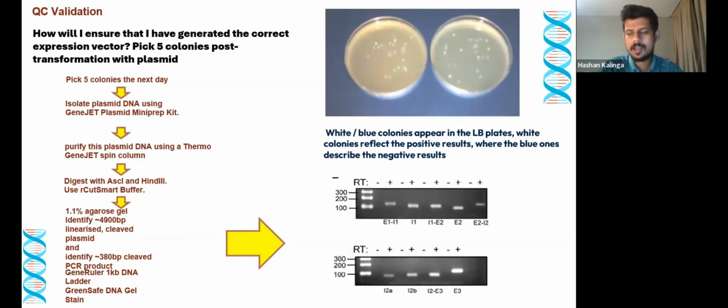For the QC validation, first we have to pick 5 of the colonies, then isolate plasmid DNA using a GeneJET plasmid miniprep kit. Then we purify this plasmid DNA using Thermo Scientific reagents, and finally we go for gel electrophoresis. At the end of this diagram, you can find the results of the gel electrophoresis.